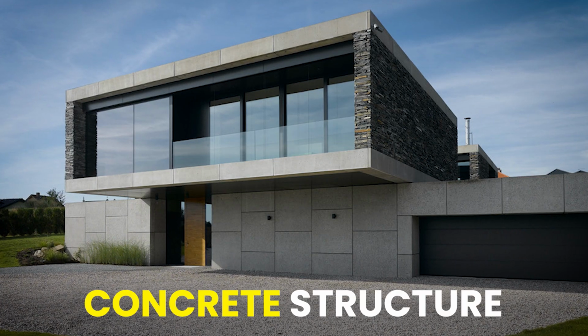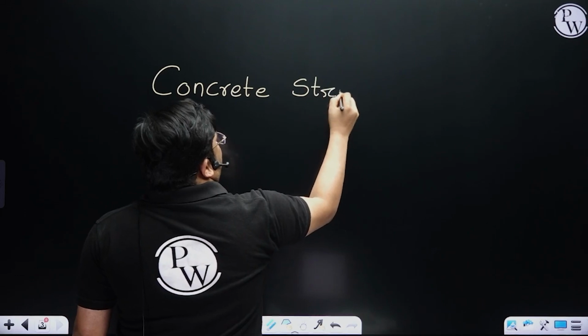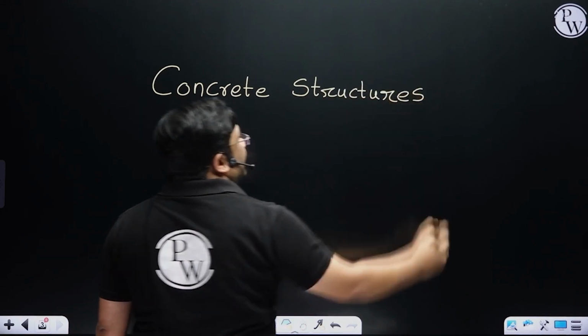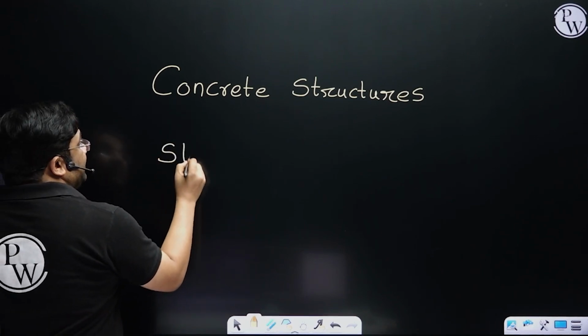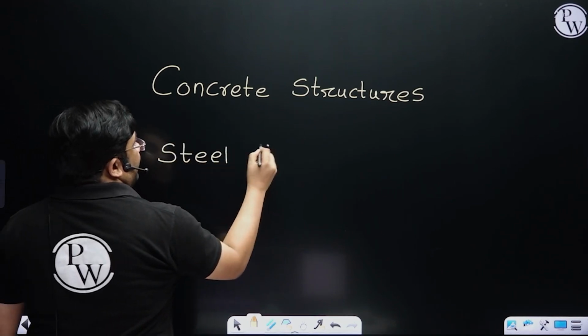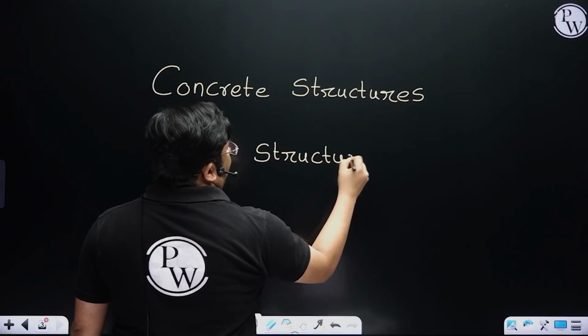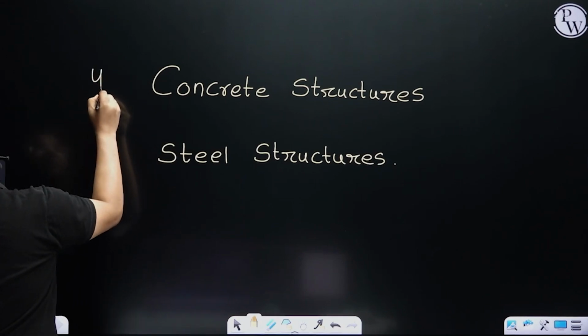Your concrete structures. Those two categorizations are what? The concrete structures, which are made up of RCC, reinforced cement concrete. And then we have steel structures. So this I can say is the fourth and fifth subject.